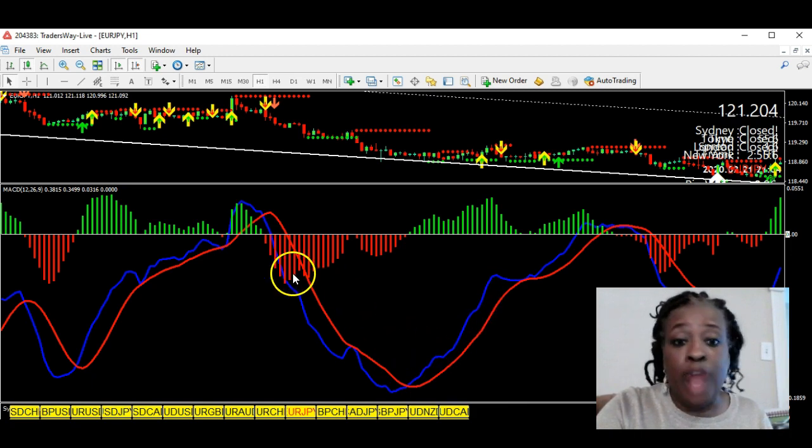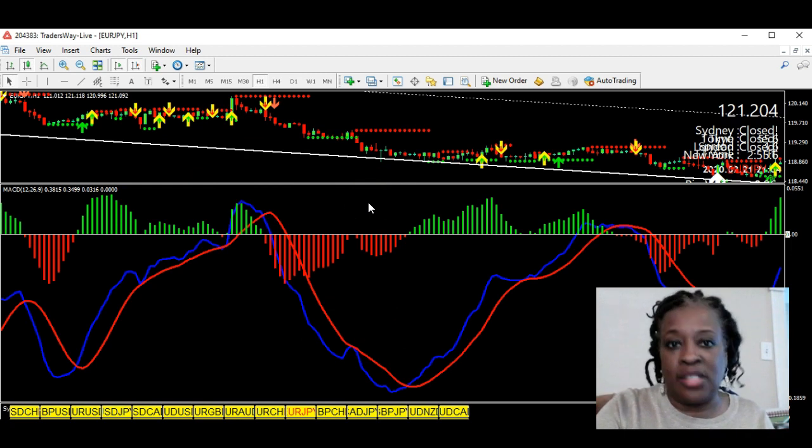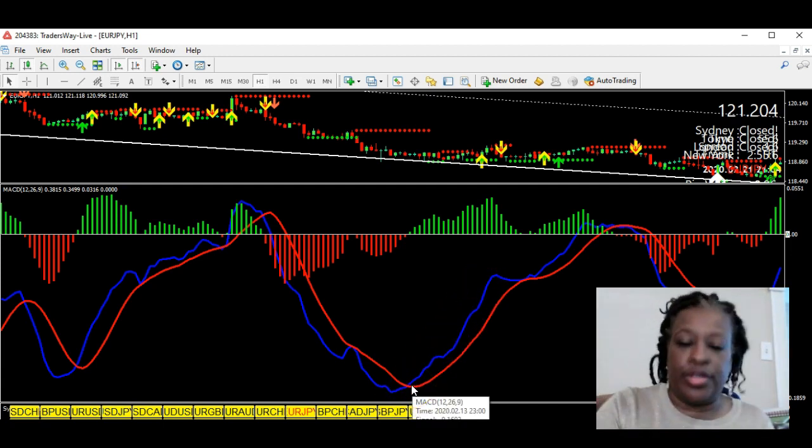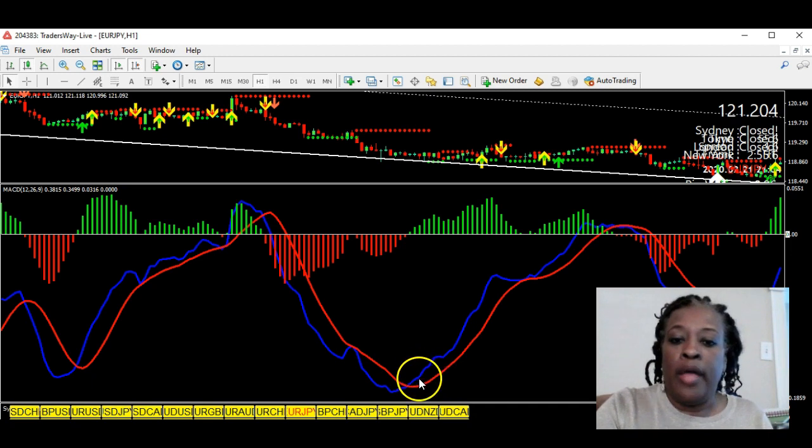And as long as the blue is above the red, you're in a buyer's move, more or less, even though the moving average is below the 0 line. Remember when I said when it's below, you're in seller's territory. When it's above, you're in buyer's territory. But despite that, within the seller's territory, you can have bullish momentum going on, which is what you see right here.